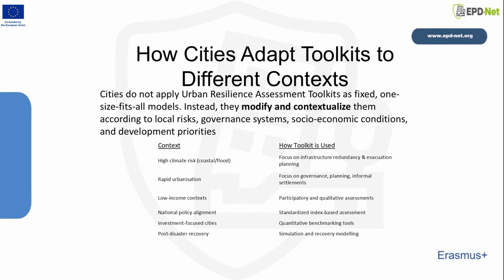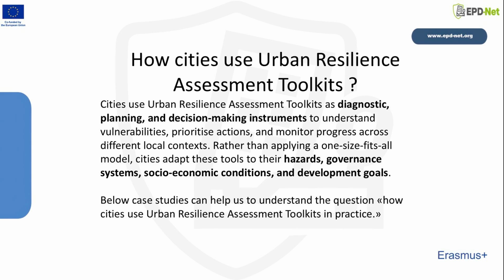Many cities align toolkits with international agendas such as the UN Habitat City Resilience Profiling Program, the Sendai Framework for Disaster Risk Reduction, or Sustainable Development Goals, SDGs. However, cities translate these global frameworks into locally actionable strategies. How cities use urban resilience assessment toolkits.